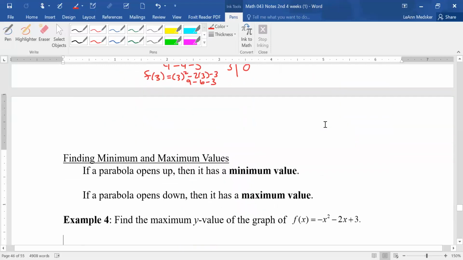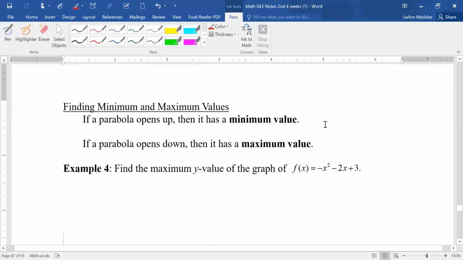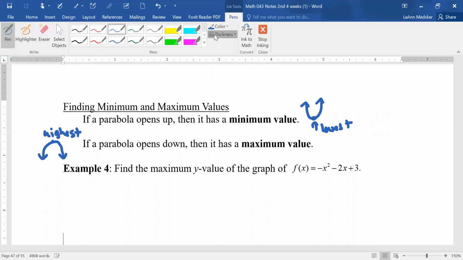Okay, so even though we haven't defined the vertex as a minimum or a maximum, it essentially is, because if you have a parabola that opens up like this, then the vertex is the lowest that you ever get. If you have a parabola that opens down, the vertex is the highest you ever get. So again, because of the way parabolas are shaped, the parabola's vertex will either be a minimum or a maximum value. And when they ask you for the maximum or minimum value, they're asking you for the height.